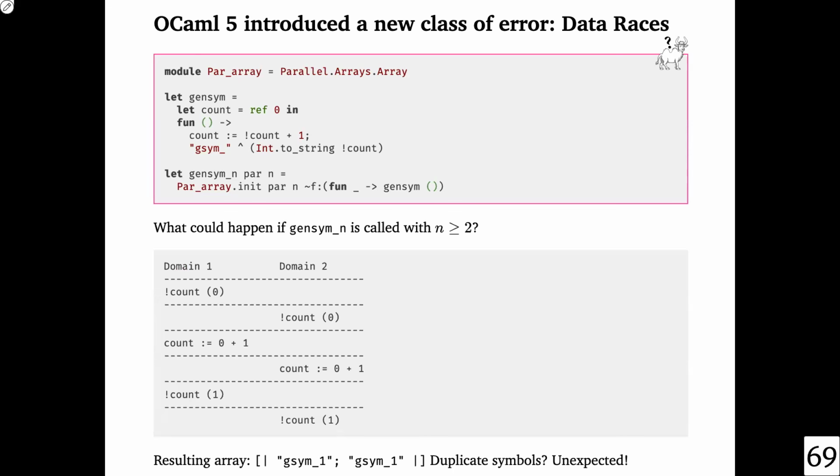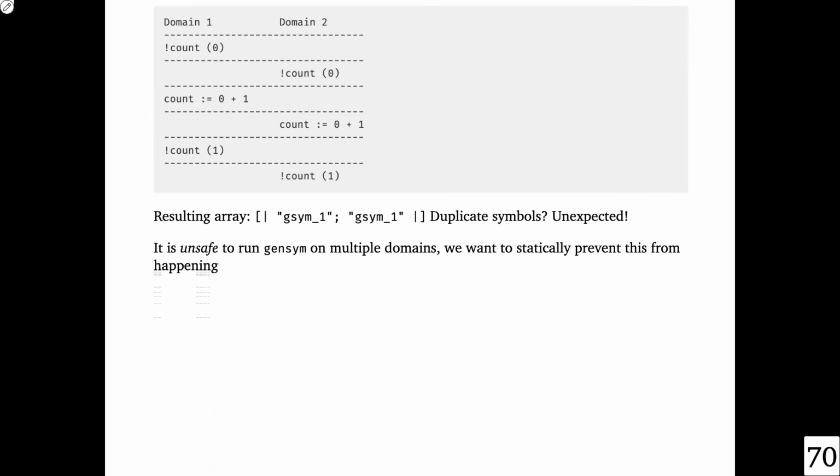On the right, same thing. And now when we read it at the end, count is 1 on both domains. And that means that our array has two gensim 1s. And that is bad. So my code was not expecting that, and it breaks. And I don't know why it broke, and now I have to debug it. My life is hell. So it is unsafe to run gensim on multiple domains.